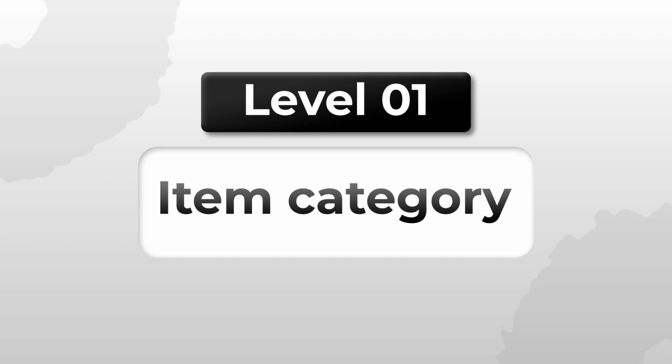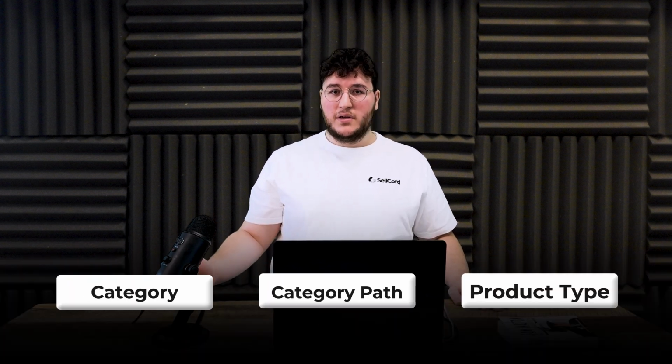We'll be doing a number of videos within this series discussing the specifics of each one of these categories. Let's dive in. Let's start with the first level of categories, simply the item's category. Now, you might be wondering, why does Walmart even have three different levels of category? Category, category path, and product type. To understand this, you need a brief history lesson on the evolution of Walmart.com.